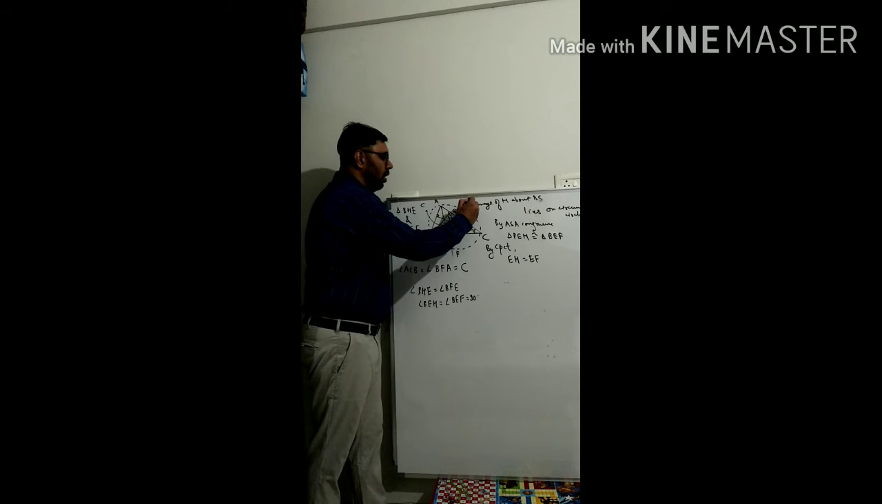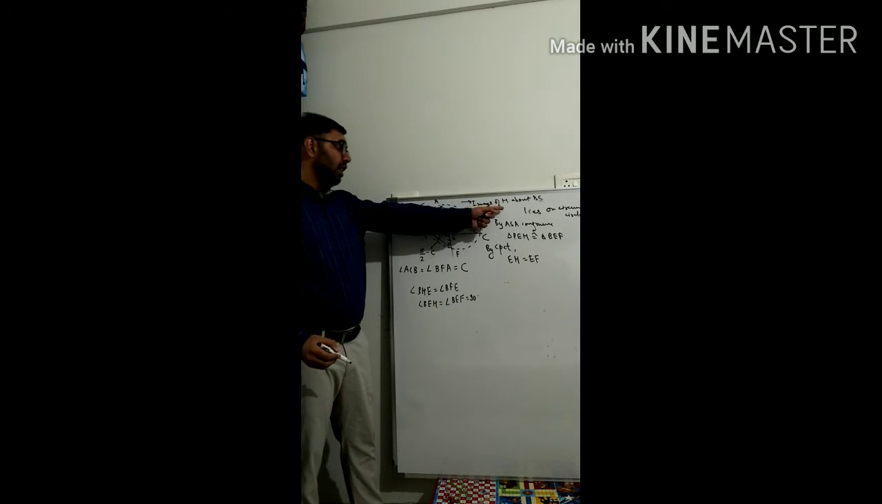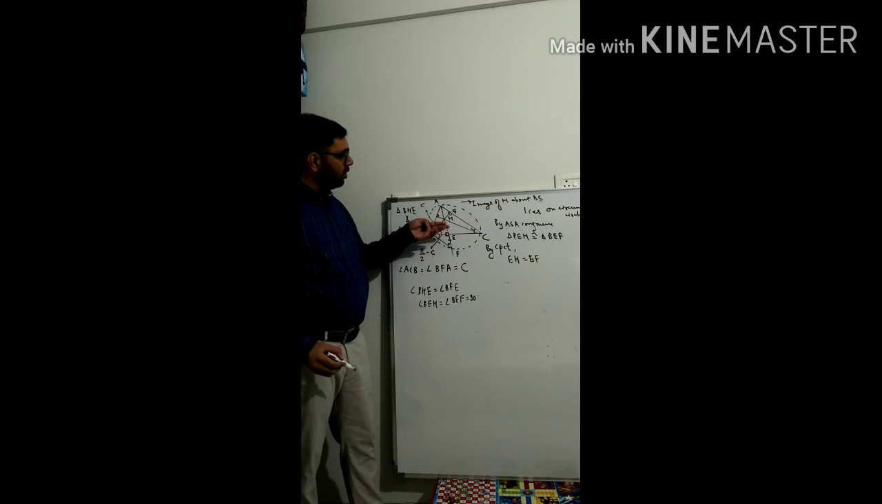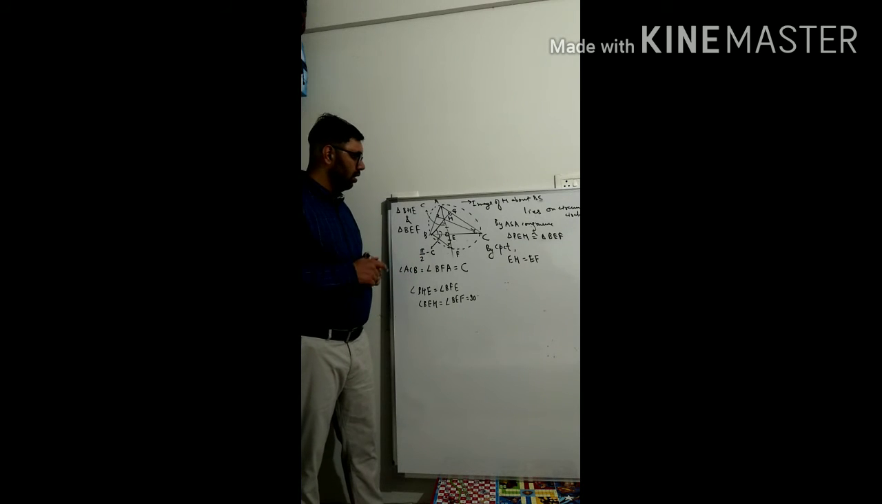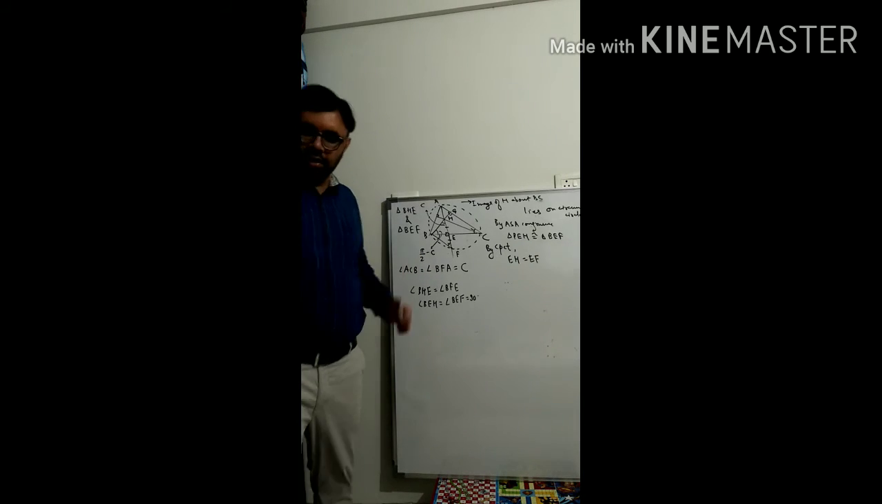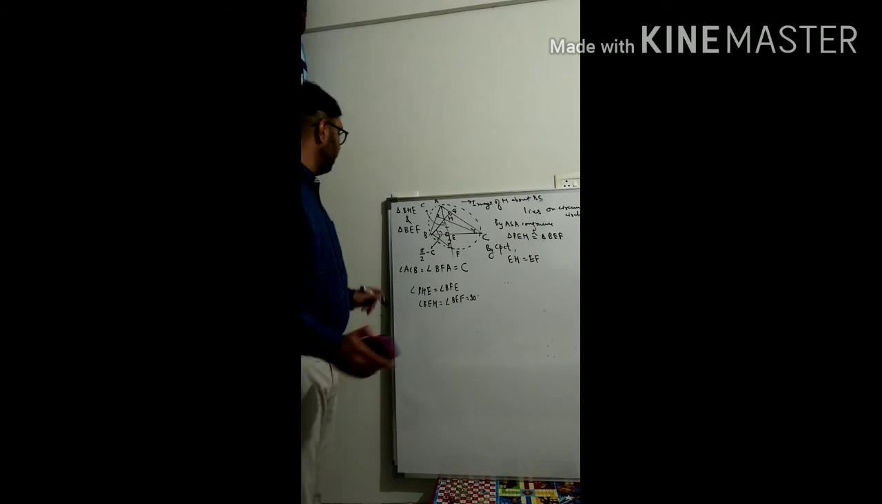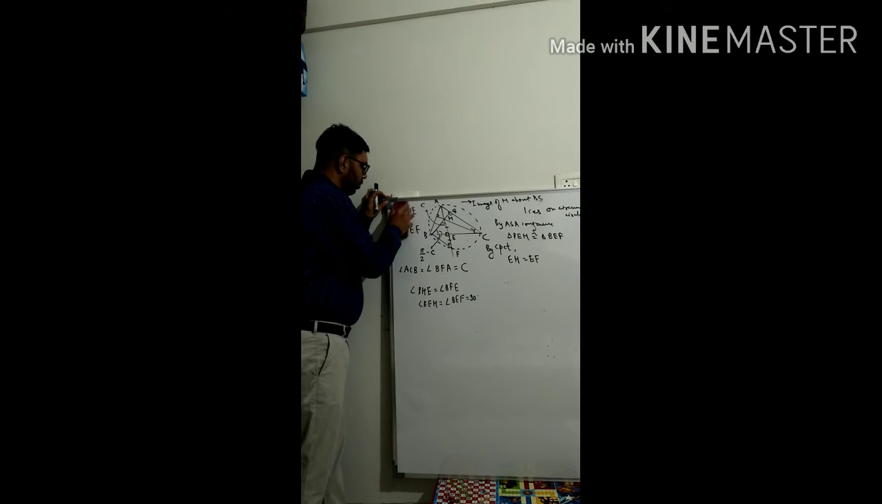So this is what we wanted to prove, that if I take the image of orthocenter about any side, the image point will always lie on the circumcircle of the triangle. Okay, so this was one important property that I wanted to prove.